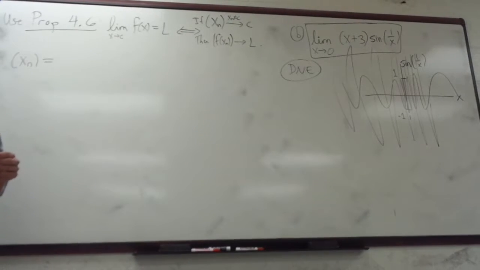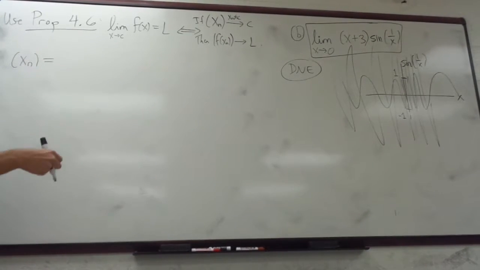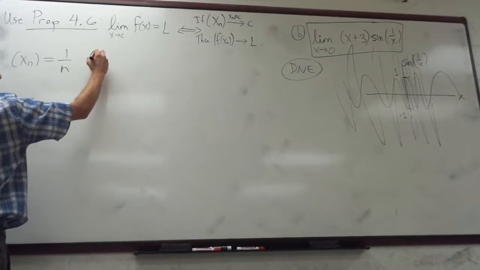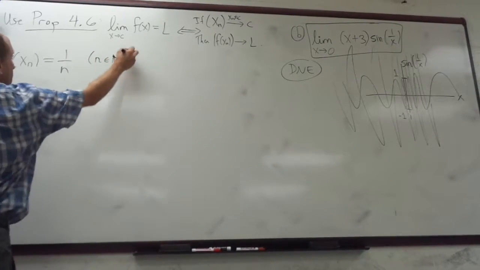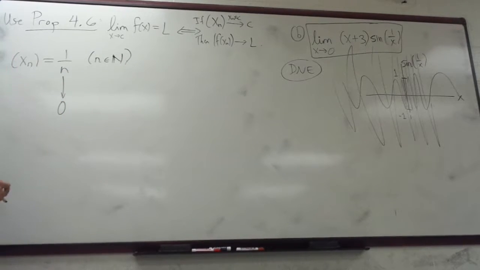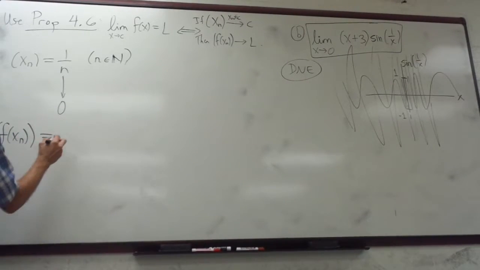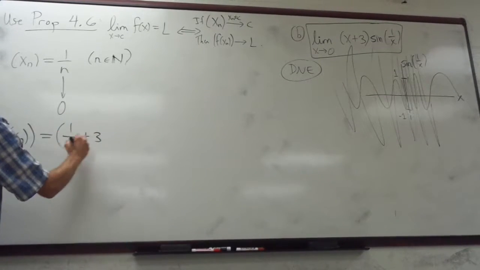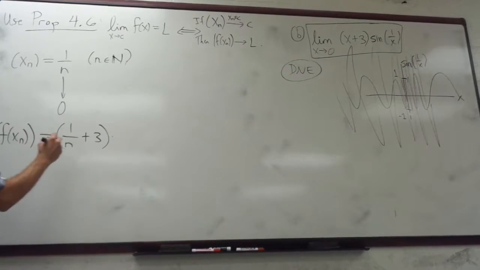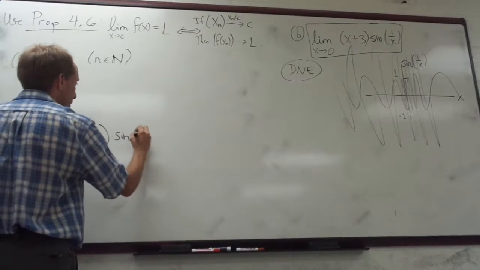Can we use 1 over x? 1 over n. Let's try 1 over n, where n is a natural number. Okay. So obviously that does go to 0 and doesn't equal 0. Okay, good. So then let's look at f of that. So f of xn as a sequence would be, well, 1 over n plus 3 times sine of n, right?